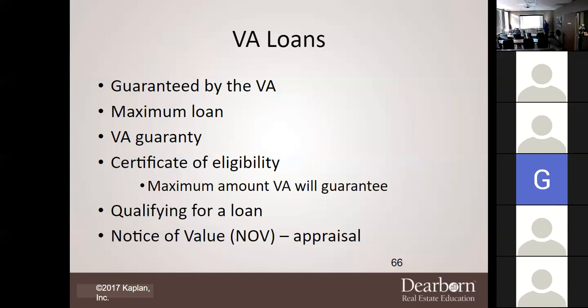So again, that's one of the things you have to keep an eye out on. They do have a maximum loan amount, and it varies from area to area. They again are VA guaranteed. The only thing is that you get what's called a certificate of eligibility. So if, for example, Mr. Eugene, you were in the military, the lender, and this is where also as an agent, you would need to be helping out as well.